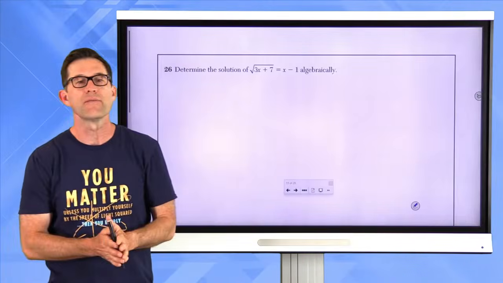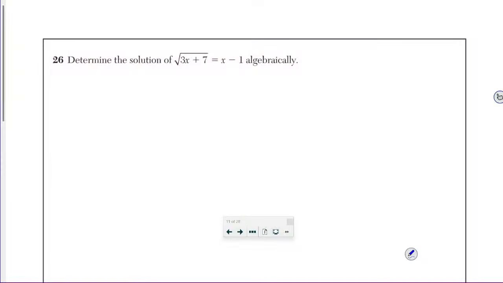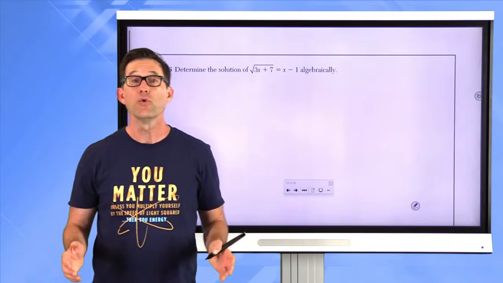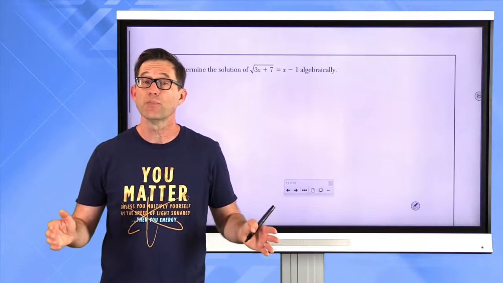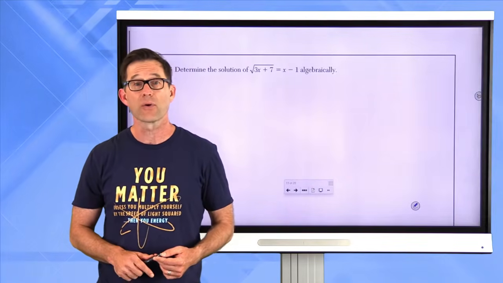All right, let's take a look at a very straightforward part 2 problem, number 26. Determine the solution of the square root of 3x plus 7 equals x minus 1 algebraically. Now, really critical here. Remember, 2 points. That's it, right? Any mistake is going to lose you 50% of the credit at least.